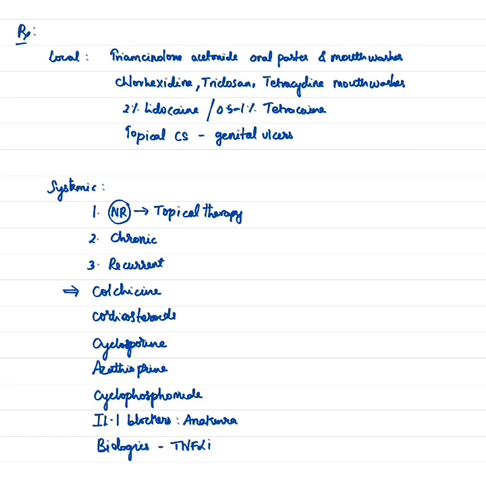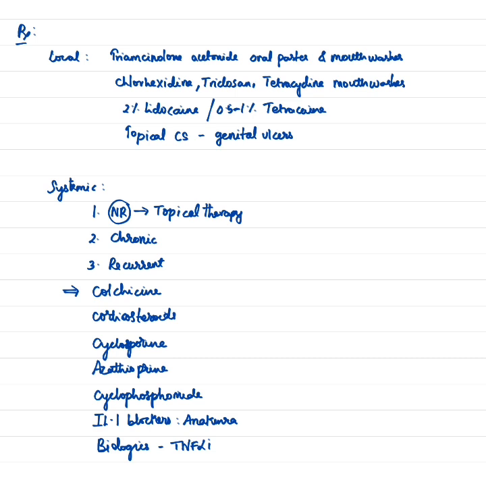Coming to management, local management is in the form of triamcinolone acetonide oral paste and mouthwashes for the oral aphthosis, and also chlorhexidine, triclosan or tetracycline mouthwashes, along with 2% lidocaine or 0.5 to 1% tetracaine in case of pain. Topical corticosteroids are effective in case of genital ulcers.